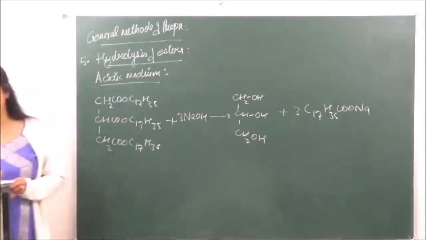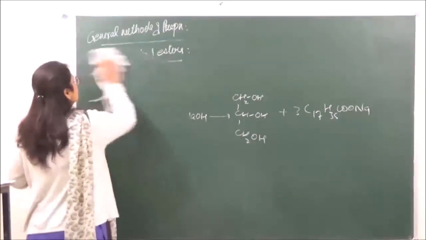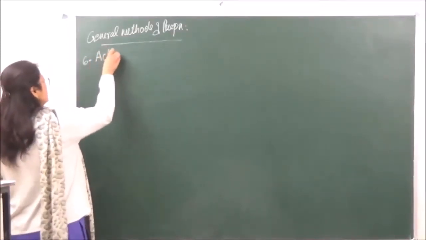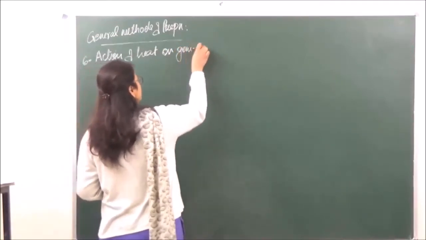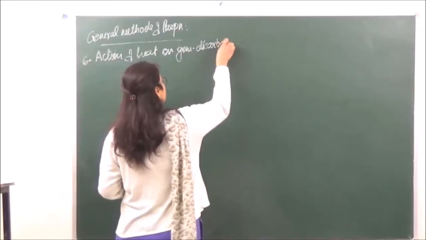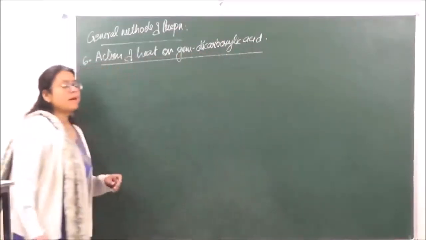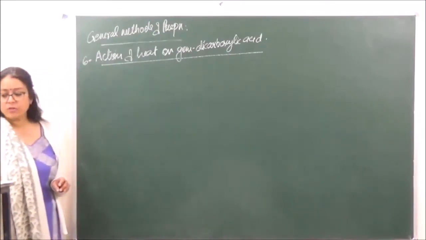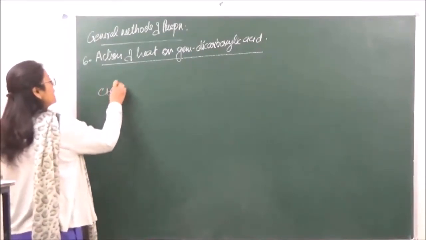Then let's go on to the next method of preparation, the sixth one: action of heat on gem dicarboxylic acids. What do we understand by gem dicarboxylic acid? When two COOH groups are attached to the same carbon atom, they are going to readily lose a carbon dioxide molecule because of their instability. So let's take an example over here. We are taking malonic acid.